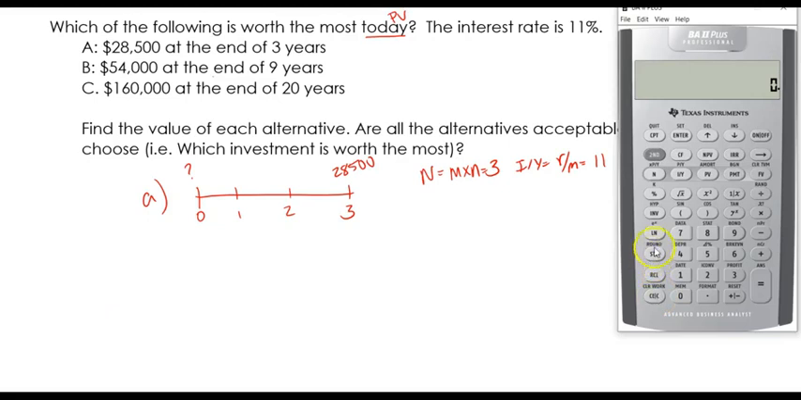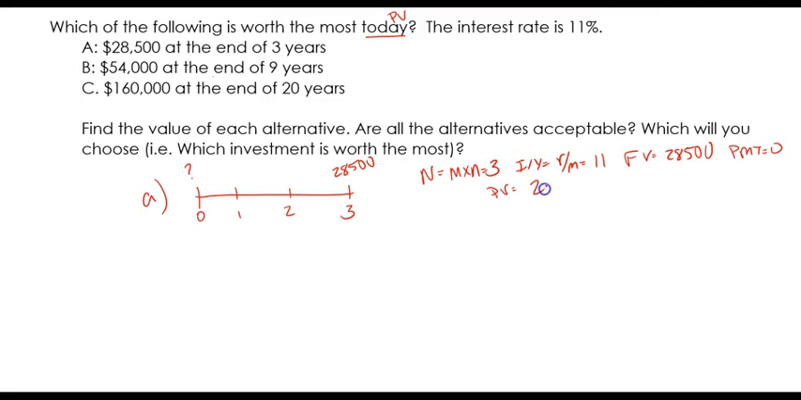So the first step is to clear our time value of money. Second, clear TVM. We have 3 years at 11%. We're receiving $28,500 and nothing else. So let's compute that present value. And I get $20,838.95. So present value, $20,838.95. That's how much it would cost today to purchase.